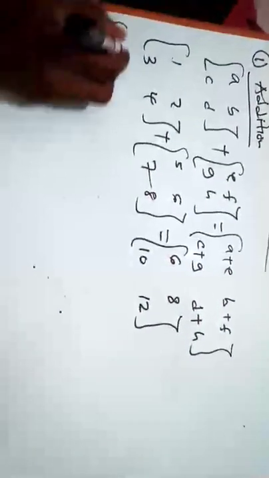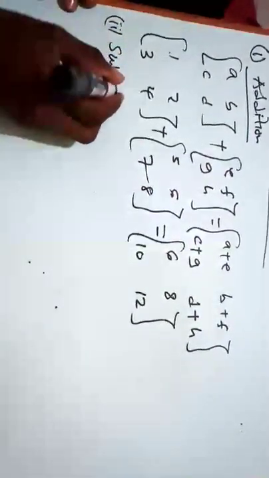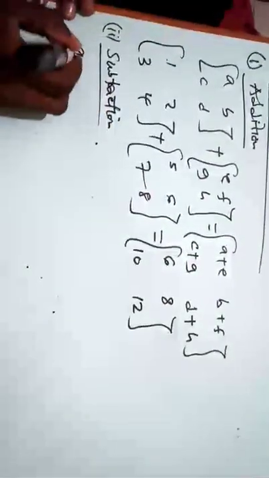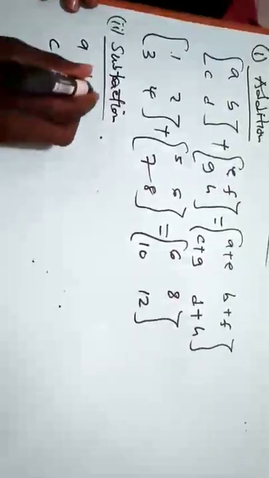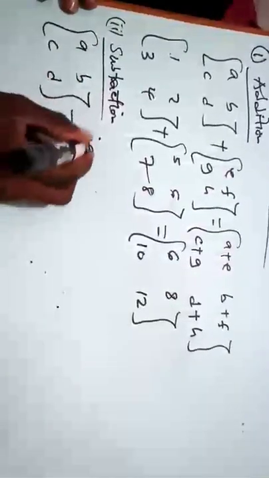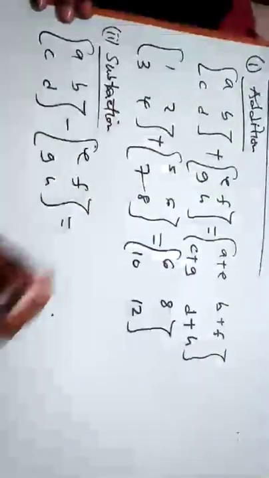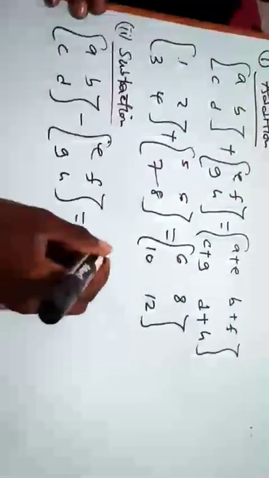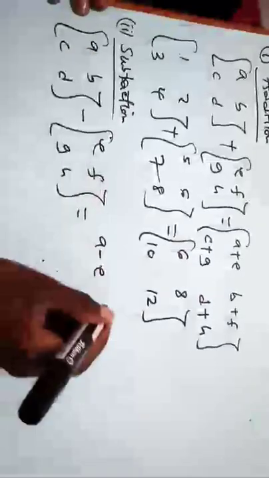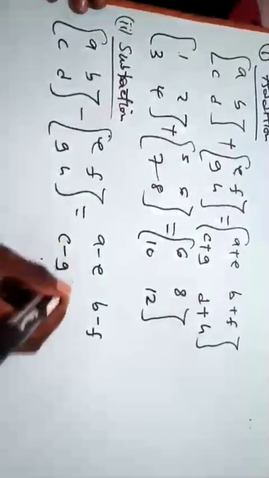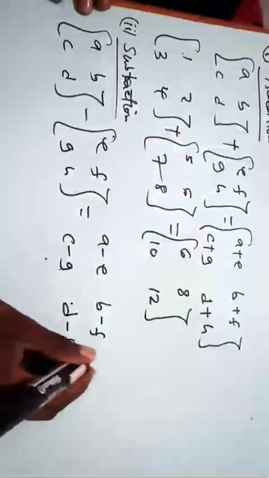Then we talk about subtraction of matrices. Subtraction of matrix. So we have A, B, C, D. Then we are subtracting E, F, G, and H. In this case, when we are subtracting this kind of matrix, we will be taking A minus E, and B minus F, C minus G, then we have D minus H.